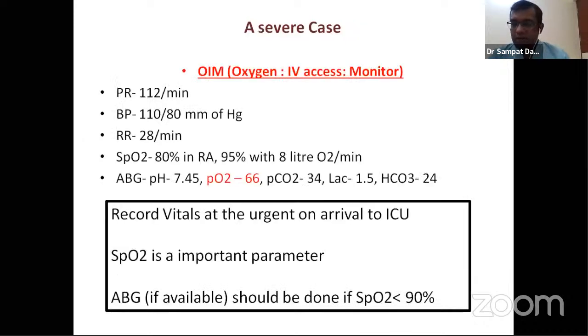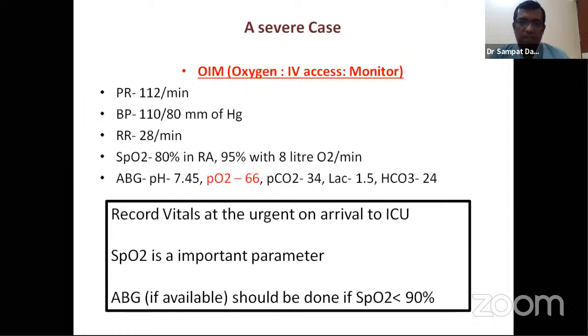We all know that this is a serious case because when the patient actually came to us, the pulse rate was 112, the blood pressure was 110 by 80 millimeters of mercury, and the respiratory rate was 28. So it fits the criteria of moderate, but if you look at the saturation, it is 80% in room air. That indicates that this patient is a severe case, because a patient having saturation less than 90% is severe. So he was immediately started on oxygen from the ward itself, put on oxygen, and shifted to the ICU because it's a severe case.